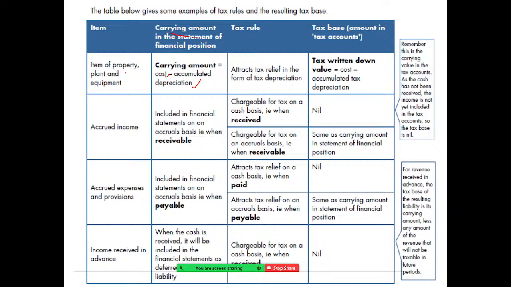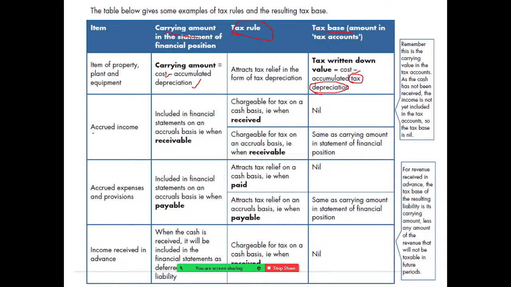So with regard to the PPE, what's the tax rule? It attracts tax relief in the form of tax depreciation. It means capital allowance. So there's a difference between accounting depreciation and tax depreciation, the capital allowance. So due to that, in the tax account, the tax base equals cost minus accumulated tax depreciation. Right? So very simple. Right.